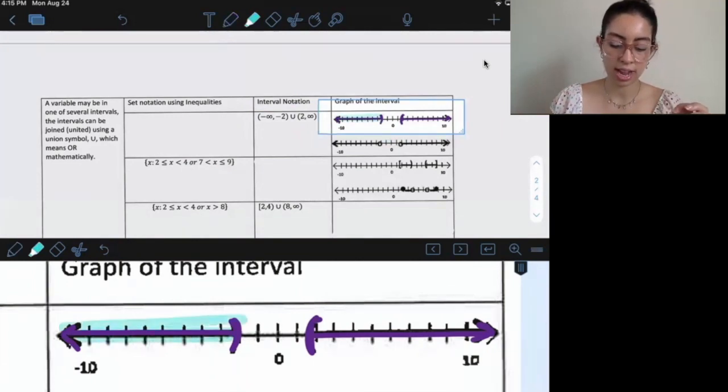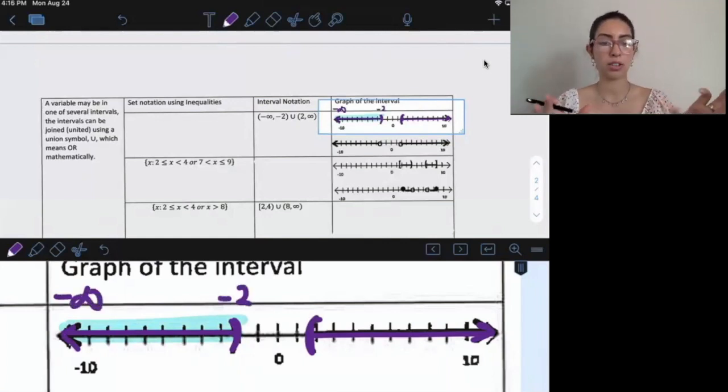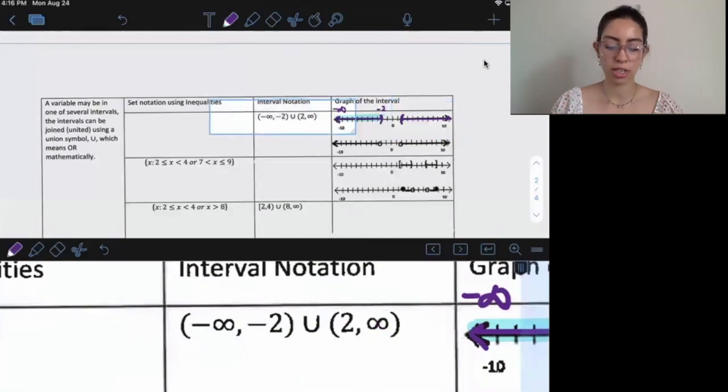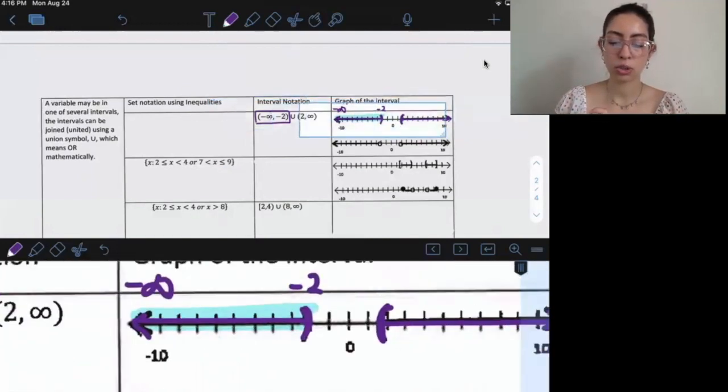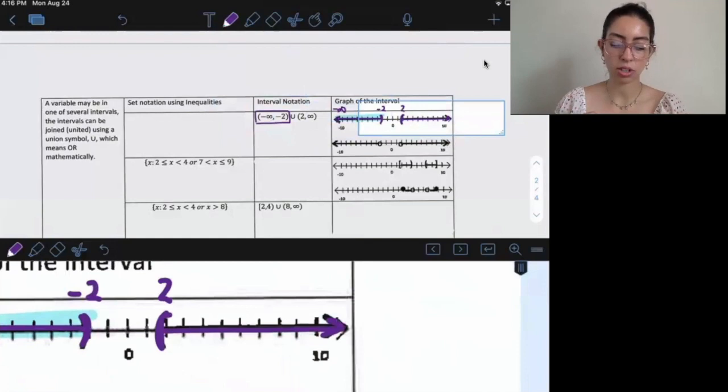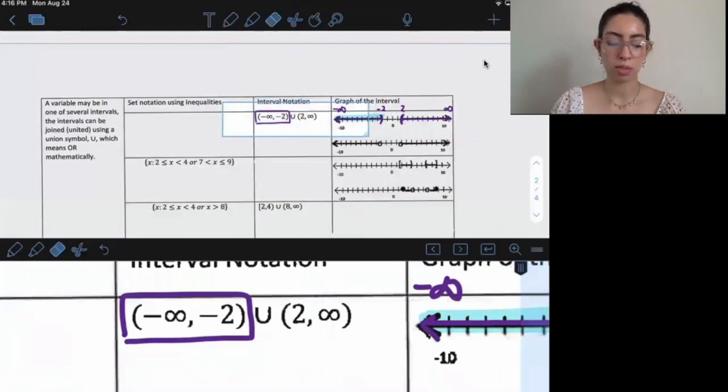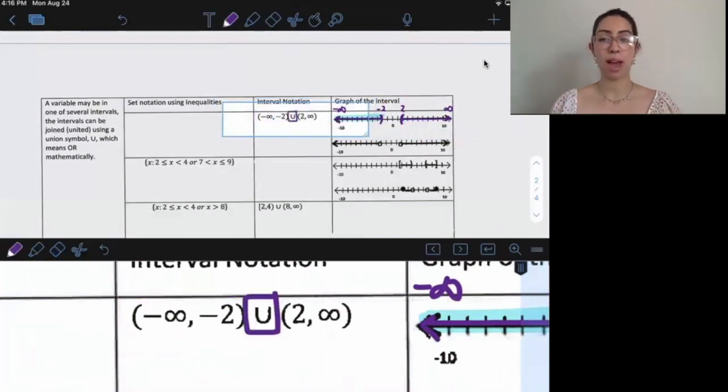This is -infinity to -2 right there. So we see this first interval is representing that first part on the left. And then the next interval is 2 to infinity. So we see here this starts at 2 and this goes all the way to infinity. And we use what we call the union symbol to connect them. That's the U that we have there.